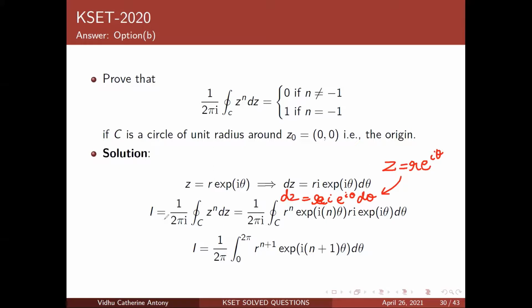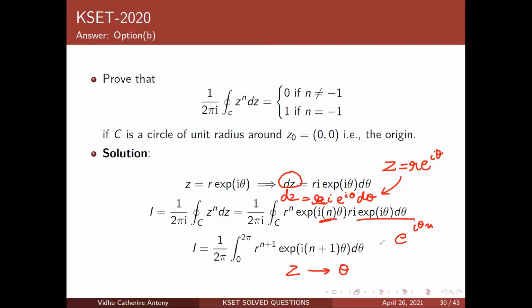Now here you need to calculate the integral. So how do you calculate the integral? I is equal to 1 divided by 2 pi i integral of C z power n dz, which is equal to 1 divided by 2 pi i integral of r to the power of n times the exponential of i theta n. The order doesn't matter. And then here you have an r i, again with the exponential that comes from the dz. So what you're doing is taking all the z variables and making them into theta form.